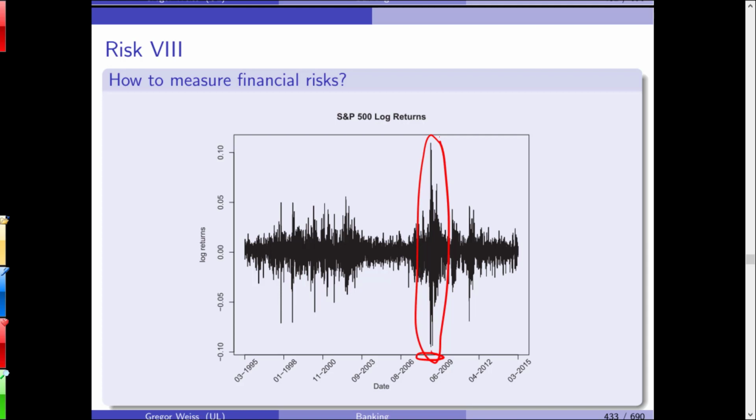By the way, you can also see that there are some other events here. That's the Asian crisis and the LTCM crisis in the 90s. You can probably also see, I would assume that this is 9/11. And you can see some major events here.